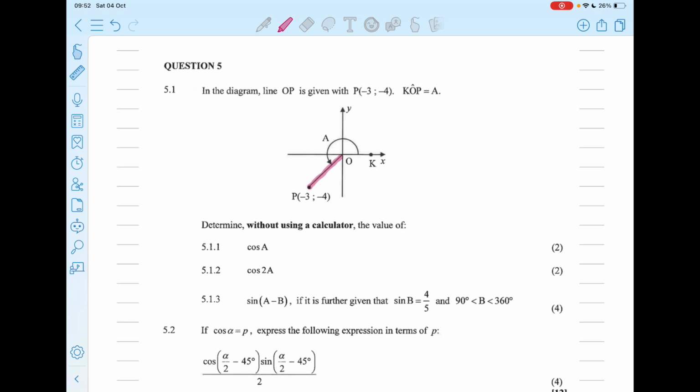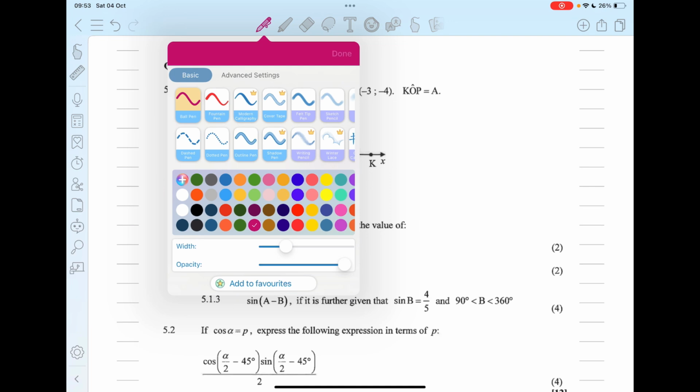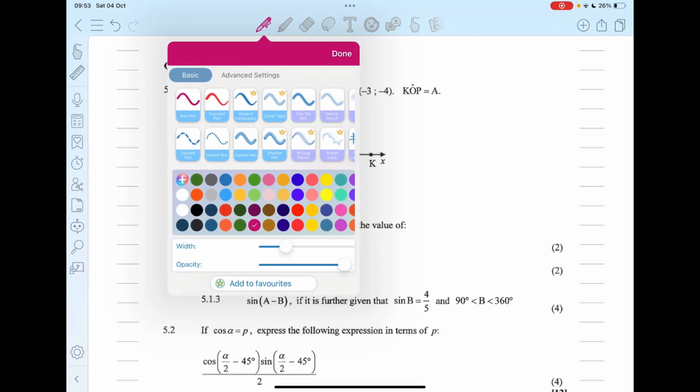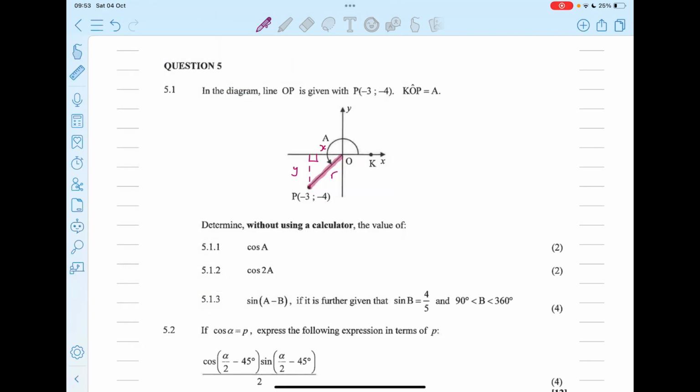In 5.1, they want us to determine, without using a calculator, meaning we have to rely on this diagram, cos A. So cos is adjacent over hypotenuse, so we need to determine all the sides of this diagram before we can proceed. Joining our dots, this will be our triangle. This is X and this is Y, and this will be our R. So we need to determine what all of that will be.